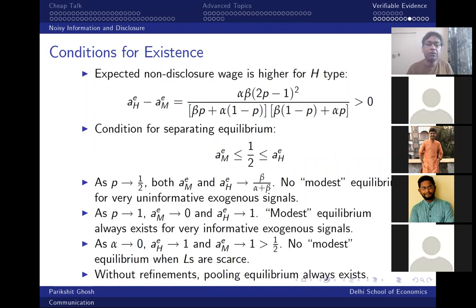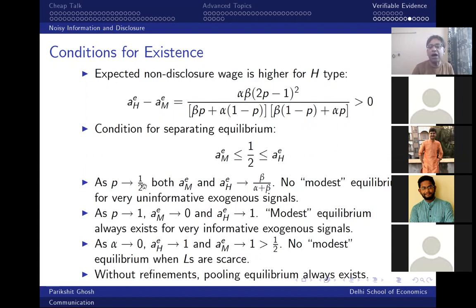Now, can it ever be true? Yes. One minimal condition that we need to be able to have a situation like that is this expectation has to be less than that expectation, but that's always true. We have verified, right? So the medium type's expected earnings from non-disclosure will always be less than the other type's. The only problem is that both of them could end up being on one side of half, and then our separating equilibrium breaks down, right?